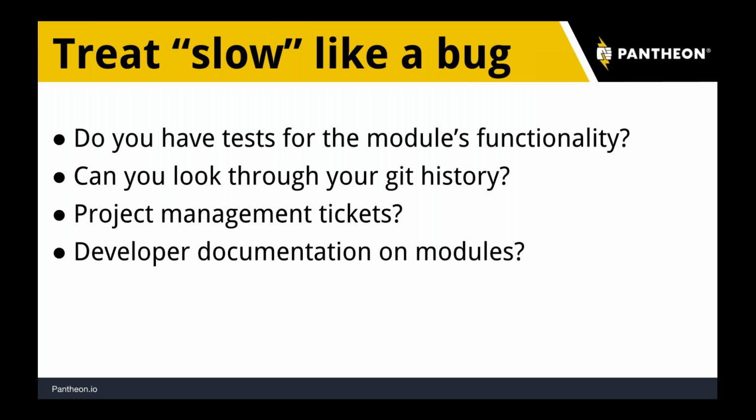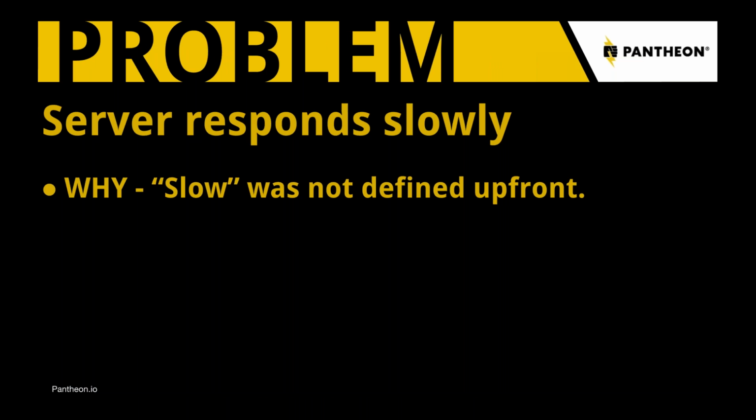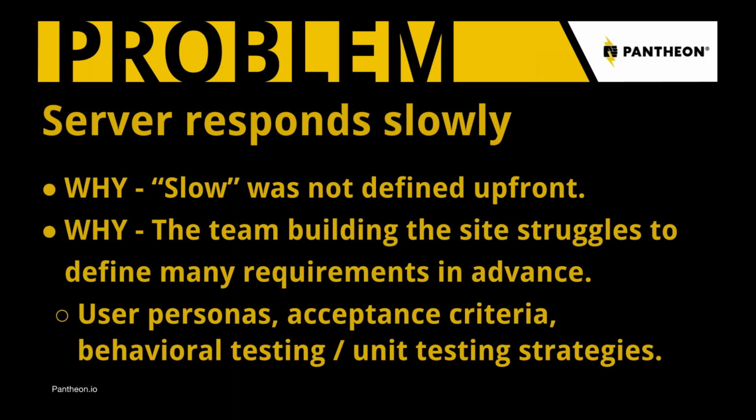You can define a bug as really an unmet expectation. So if our server is responding slowly, ultimately there's a good chance that slow was not defined up front, that we didn't have a clear expectation of what the performance characteristics of the site would be. And if we're having a hard time defining slow up front, there's also a good chance we're defining other things up front as well. User personas, acceptance criteria, testing strategies really should all be defined as early as possible in a project.